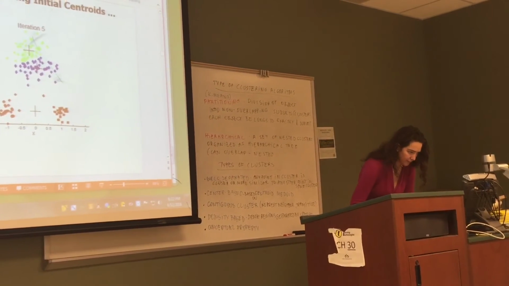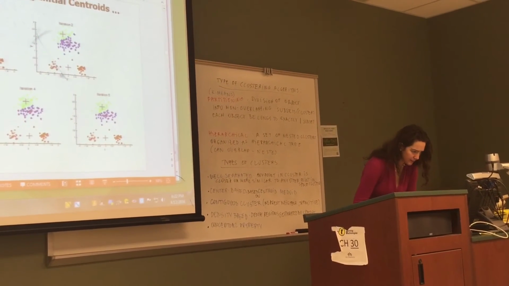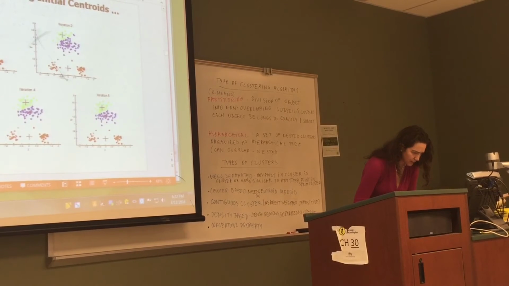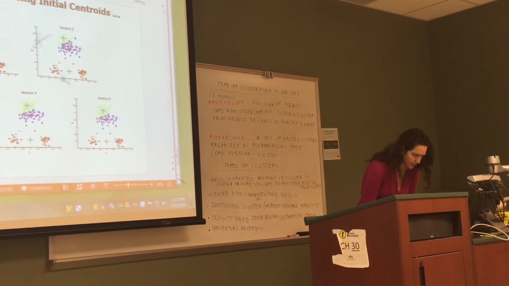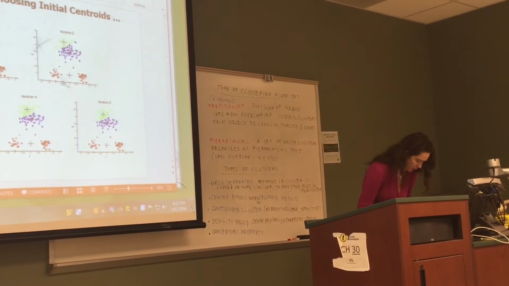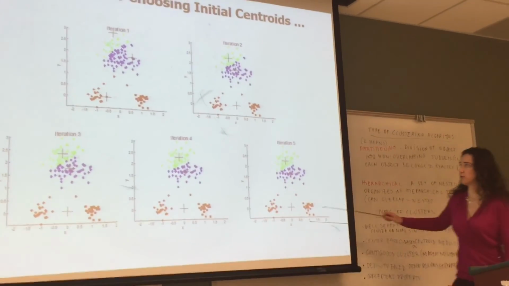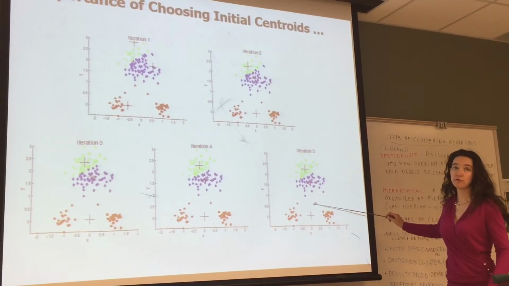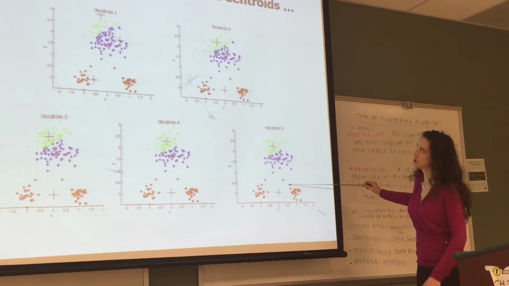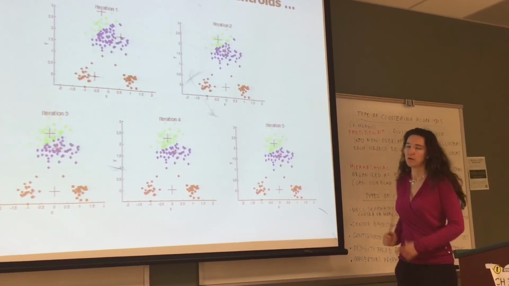So if we follow these other random centers that were chosen, we might end up with a different result than what we saw first. So that's considered the limitation of this algorithm.